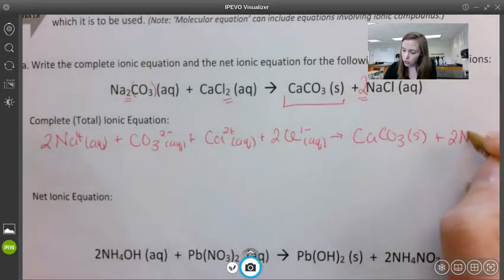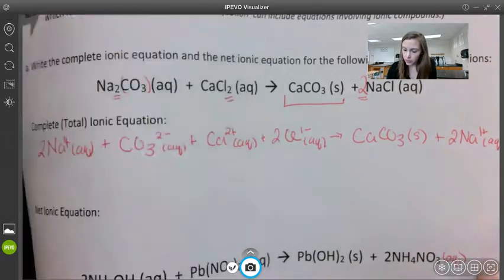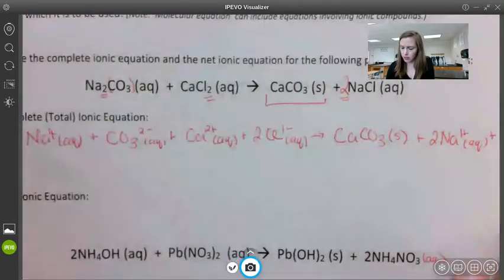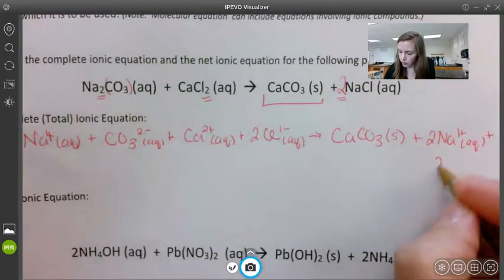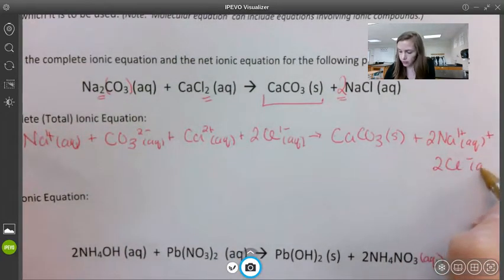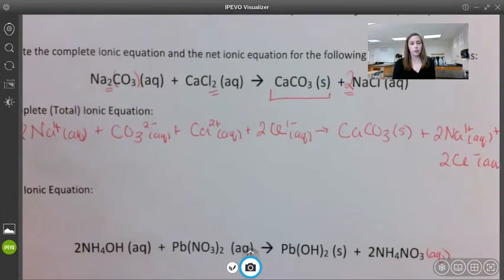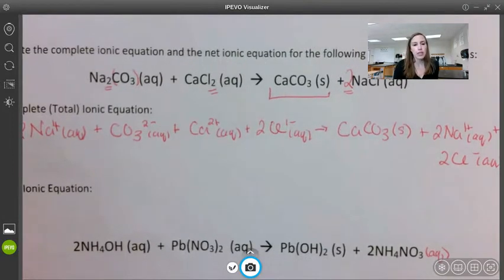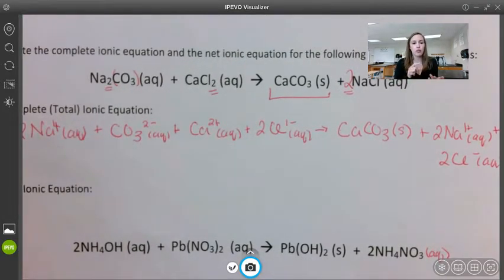So this is going to be 2Na+, see that over there? Went over a little, I'll put it below. You have 2 chloride ions, aqueous. So when you write a total or complete ionic equation, I'm looking for all the aqueous ions, their charges, that it's balanced still, that it's all there.